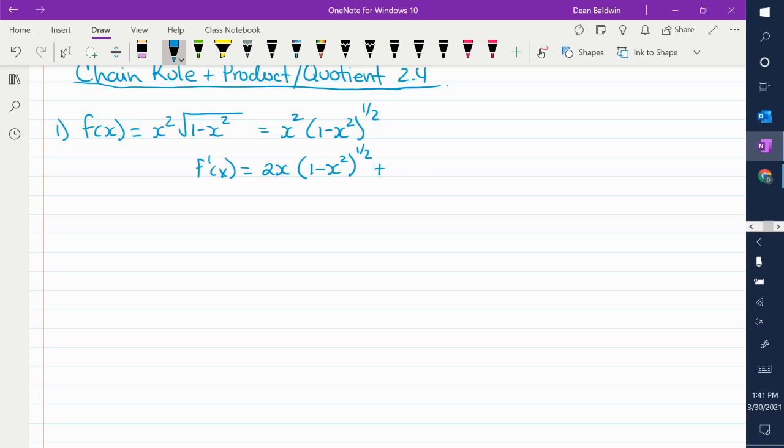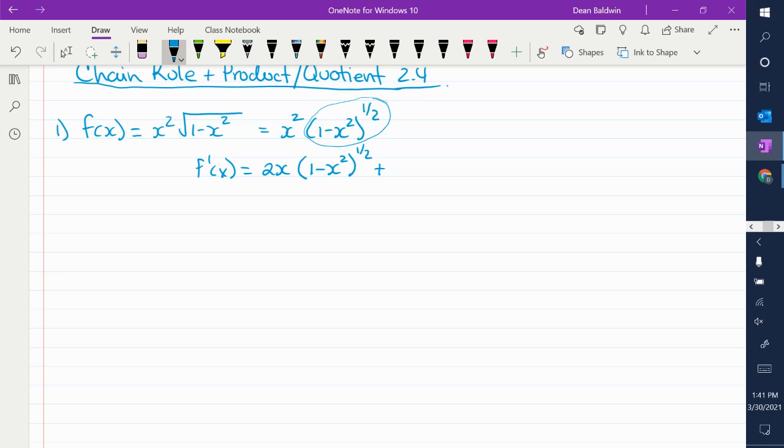Plus, what's the second half of product rule say? The derivative of the other function times x squared, right? So now we have to do the derivative of this thing. Now, if I just gave you that on its own, what rule would you have to use? Chain rule. So let's just do that.